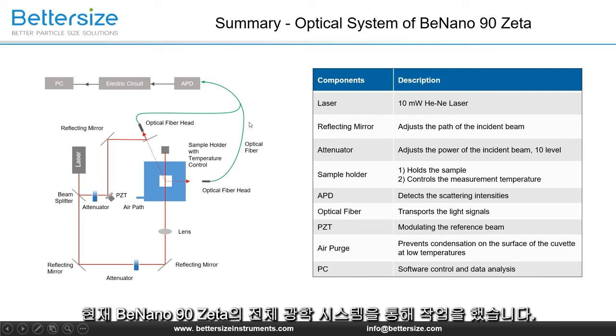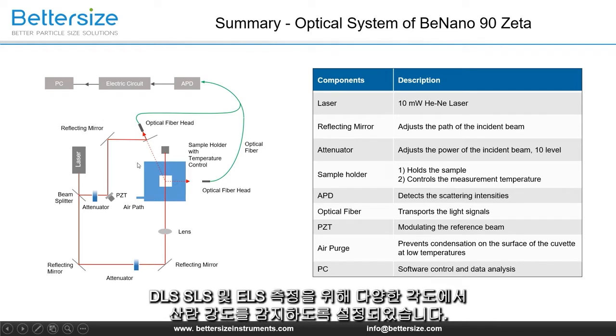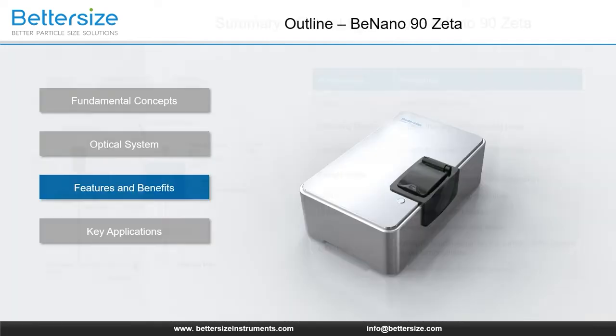Right now, we have walked through the overall optical system of the BeNano 90 Zeta. To put it simply, a unique design of multi-angle detection has been set up to detect the scattering intensity at different angles for DLS, SLS, and ELS measurements. If more technical information is required, please access our Bettersize website or YouTube channel.